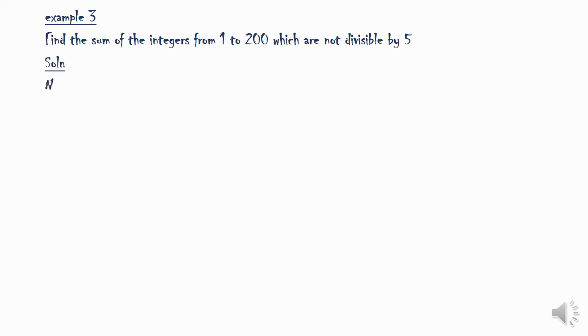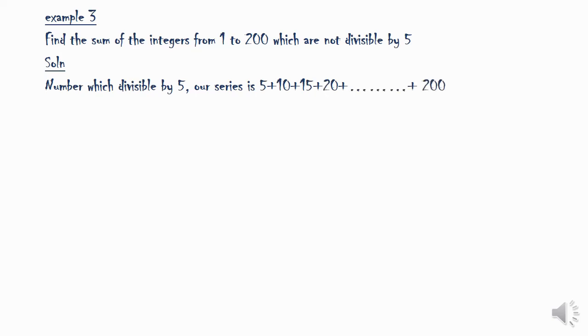Solution. First, we have to find the number of terms which is divisible by 5. How can we get it? First, we have to find the nth term. To find the nth term, the number of terms which is divisible by 5.